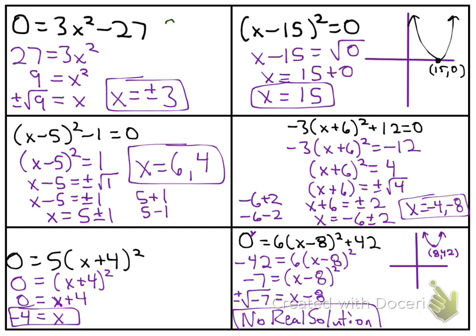So anything with no real solutions isn't some crazy parabola that jumps off the page. It just happens to be a parabola that doesn't hit the x-axis, which is a lot of parabolas we may come across. For right now, though, no real solution works.